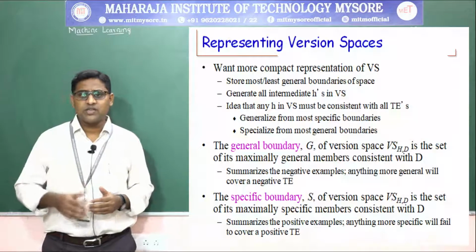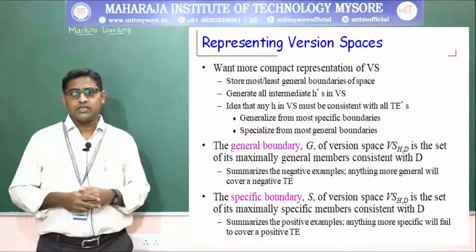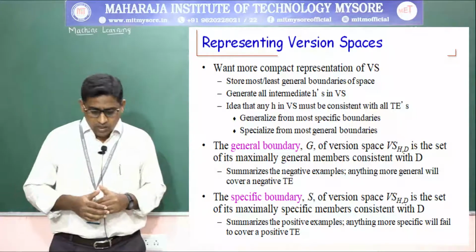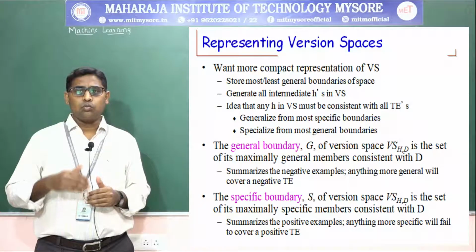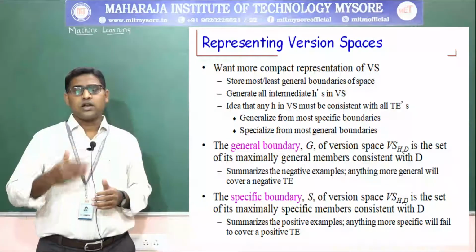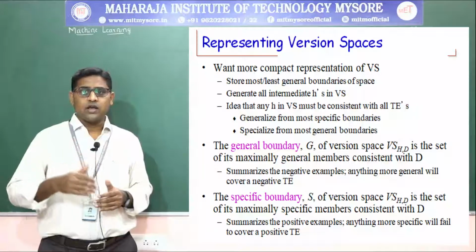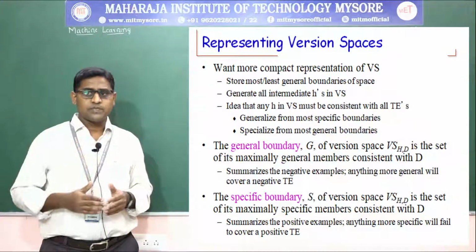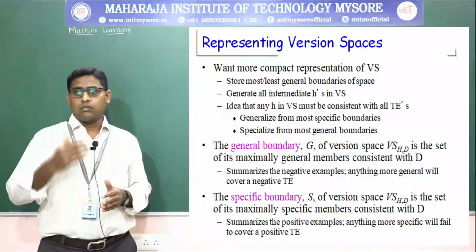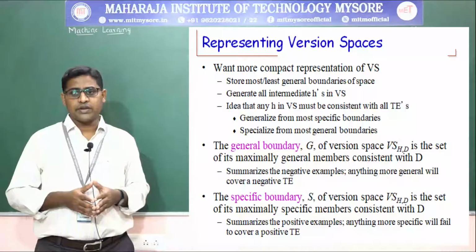Now, we can represent the version space in two ways. One is with respect to G, the general boundary, and the other is S, the specific boundary. When we want a more compact representation of the version space, we store only the most general and most specific boundaries and generate all the intermediate hypotheses in the version space. The idea is to generalize from the most specific boundaries and specialize from the most general boundaries.